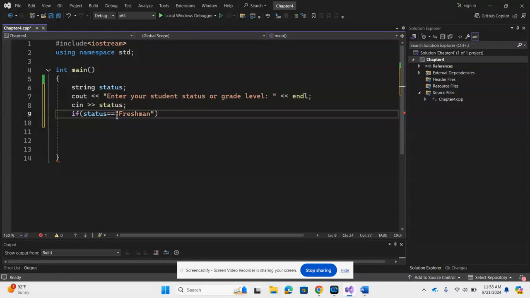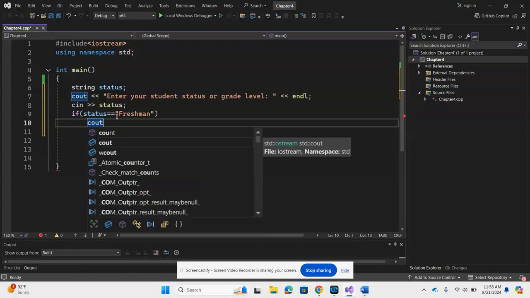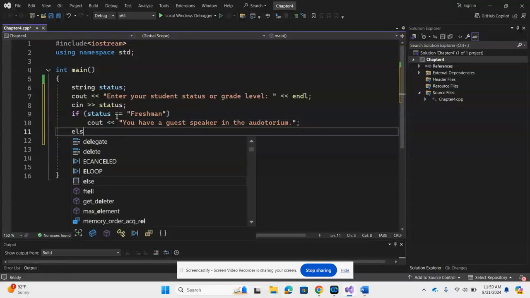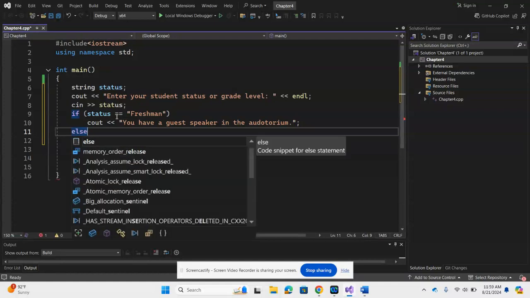So if status equals freshman, I'm going to say out, you have a guest speaker, for example, in the auditorium. Okay, so all freshmen need to go to the auditorium to attend a speech from a guest speaker. And then I'm not going to put else because if I put else, that means I have only two outcomes, but I have more. I have four. So I'm going to put else if.